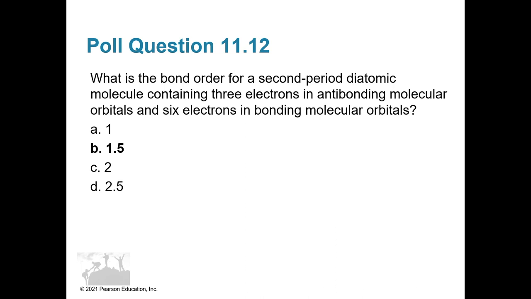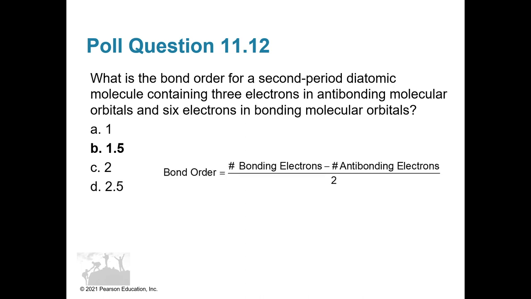Okay, so the answer is B, 1.5. So it's just easy arithmetic here. We have 6 bonding electrons minus 3 antibonding electrons. 6 minus 3 is 3. And then 3 divided by 2 is 1.5. So since this is a positive number, the bond exists. So this molecule, whatever it is, actually exists.